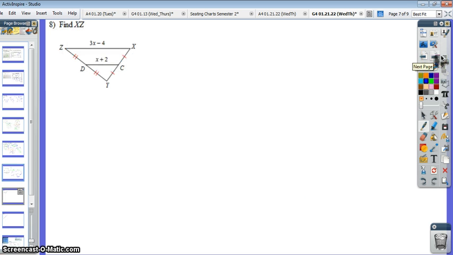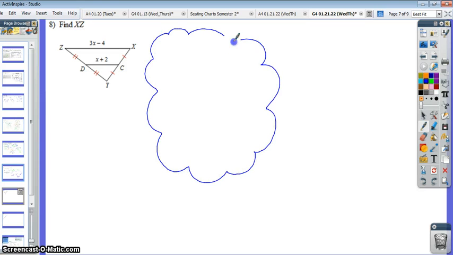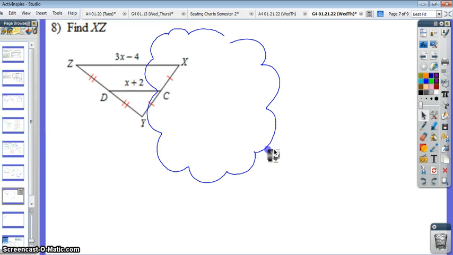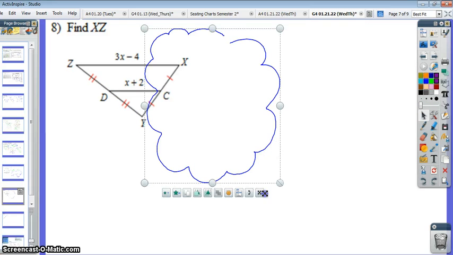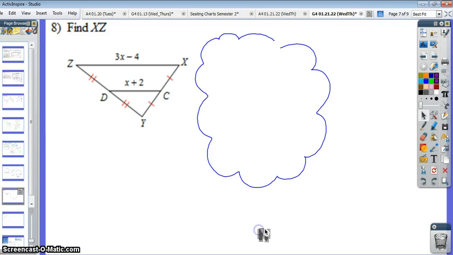Okay, number 8, take a moment. Just try it on your own. Just see what happens. Notice that now we're dealing with a triangle instead of a trapezoid. Okay? Press pause and then we'll come back together and we'll do it together.